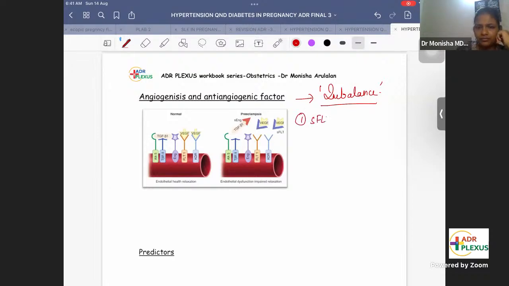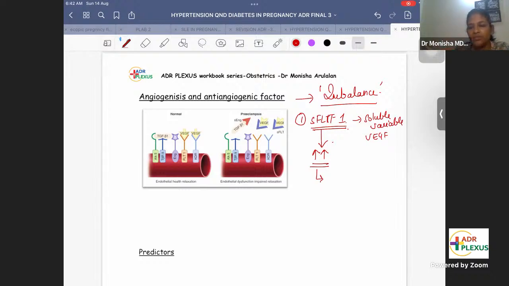One is the soluble FLT1. Remember, this is a soluble variant of the VEGF receptor, the vascular endothelial growth factor receptor. What happens in preeclampsia? There is an increase in soluble FMS-like tyrosine kinase 1, this anti-angiogenic factor. It mimics the receptor of VEGF, goes and binds to VEGF as well as placental growth factor, thereby decreasing their free levels, leading to endothelial cell dysfunction. So this is a very important thing, and this can be asked as a question.